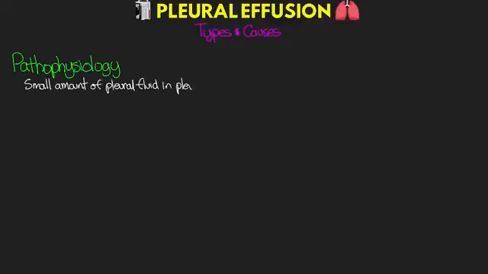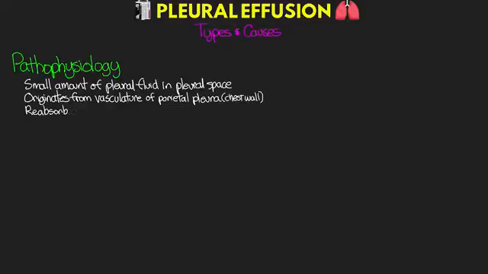So let's talk about some of our types and causes. We can actually classify the pleural effusion a couple of different ways. So let's talk a little bit about our pathophysiology here. Normally we have a small amount of serous pleural fluid in the pleural space. Now this fluid originates from the vasculature of the parietal pleura, or the pleura that, if you remember, lines the chest wall, and then it's reabsorbed by dependent parts of the parietal pleura, and these are going to be primarily in our mediastinal as well as our diaphragmatic areas.